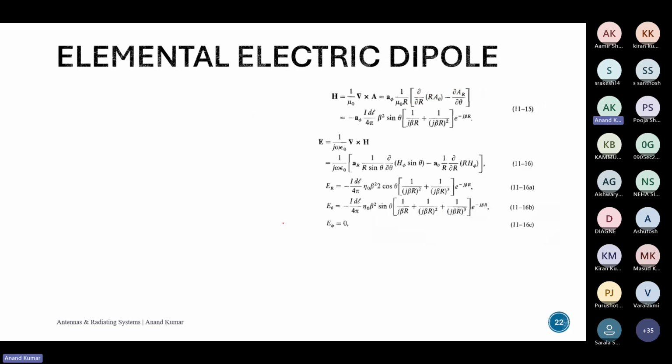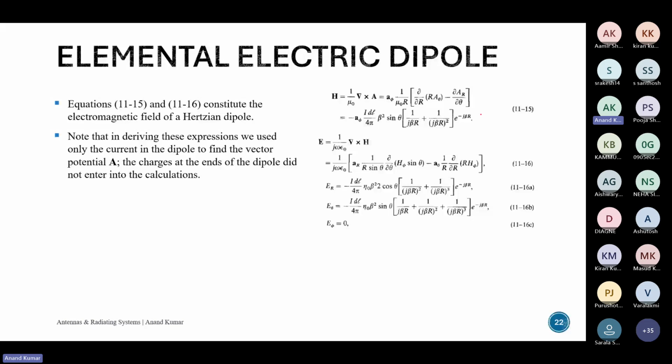So equations 15 and 16 over here, like this is entirely 16, are the dipole. So we did it. We have calculated electric and magnetic field for a Hertzian dipole. And if you have noted, we only had to find out the vector potential A, and we did not find out V. Okay, we did not have to find out V.